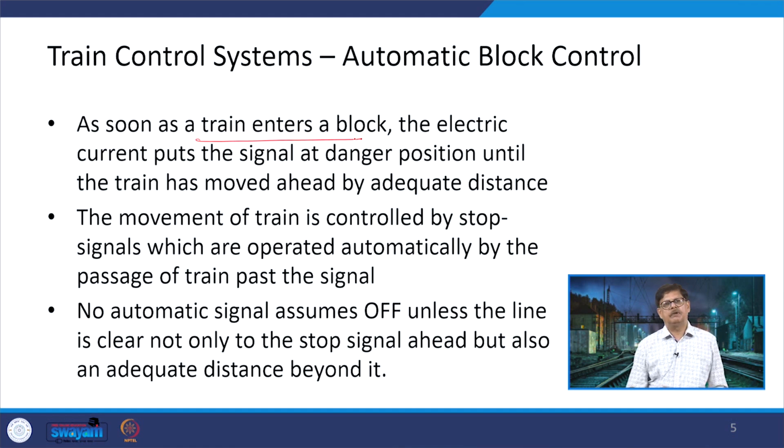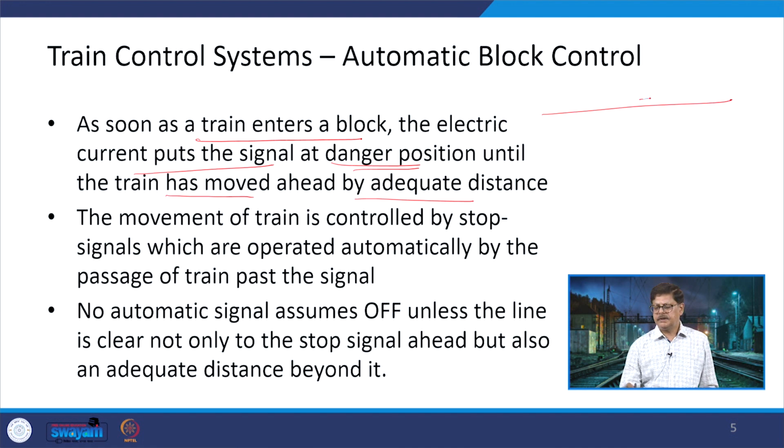Now, as soon as the train enters a block, the electric current puts the signal at danger position. That means now no more trains can move into this particular section because there is already one train travelling in the section. And this danger position will remain there until the train has moved ahead by an adequate distance. Now, again you have to go back and remember that we talked about the movement on a track, and there are signals being provided, and the sections have been defined with respect to the location of the signals, but beyond that signal there is some adequate distance which we have discussed. This adequate distance, like we talked about as a block overlap, was 180 meters. So, that is what it is talking about. Unless the train has moved beyond by an adequate distance, only then will this danger position of the signal be taken off.